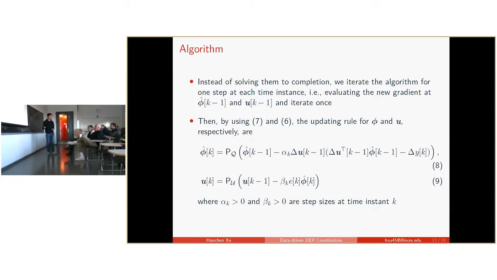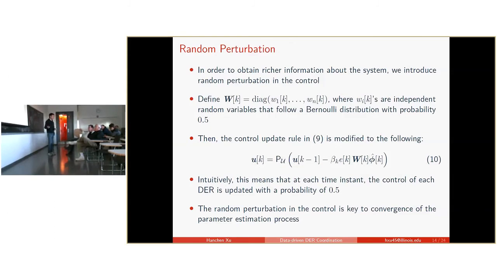In order to avoid this so-called collinearity in the injections, we introduce a random perturbation to the controls. The idea is pretty simple: instead of updating U simultaneously all the time, we introduce some randomness, so that some of the U's might be updated and some others may not. At each iteration, each U is updated only with a probability of 0.5. This guarantees that all the entries of U will be very diverse, so that the injections will not be collinear, meaning they are not aligned, which we'll see in the numerical simulation results.